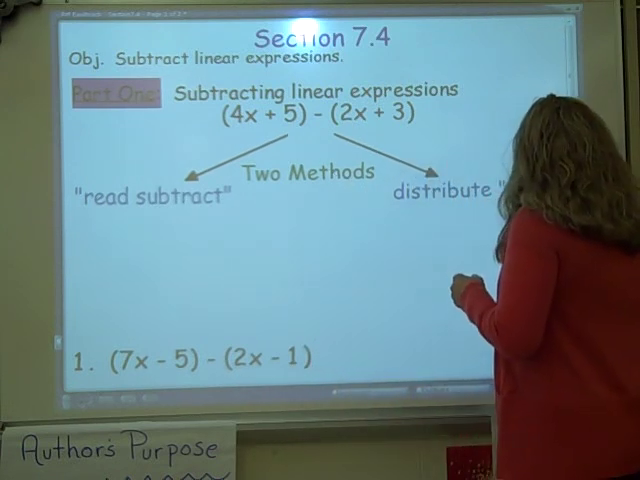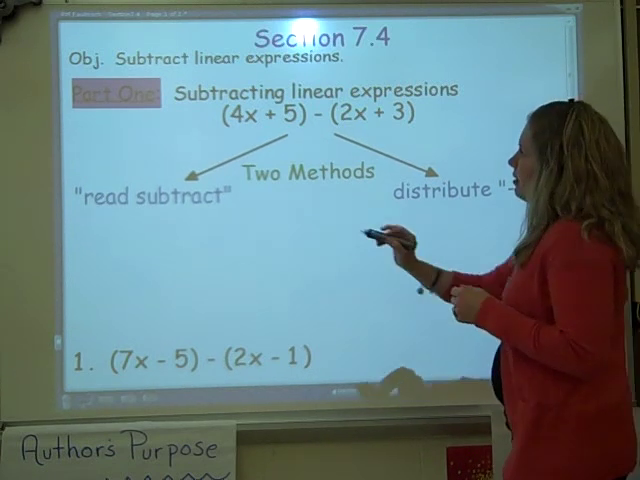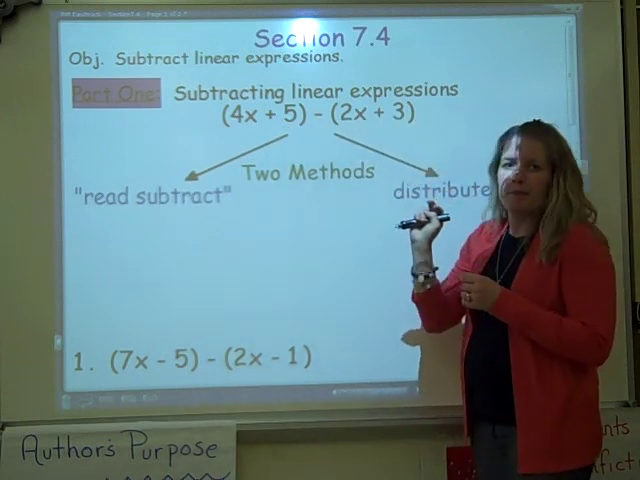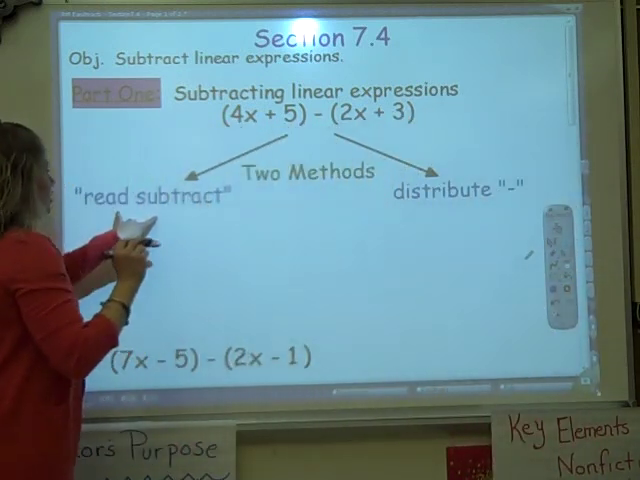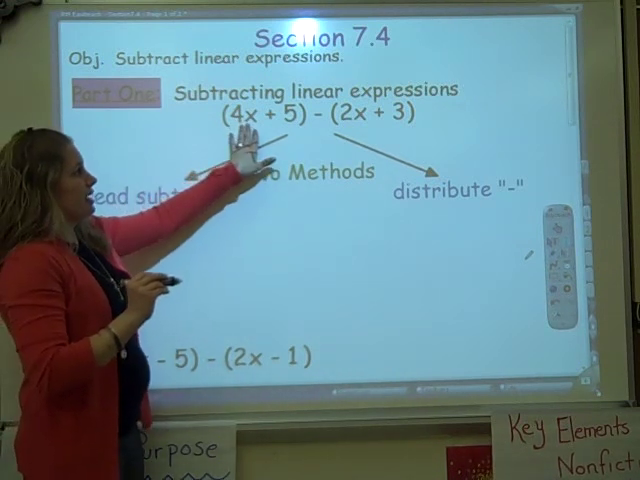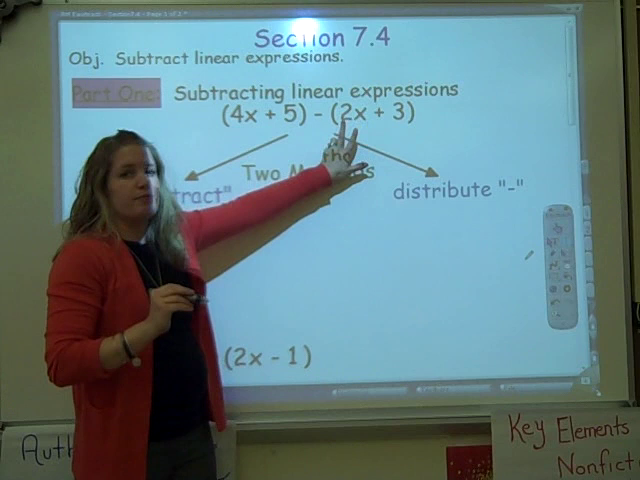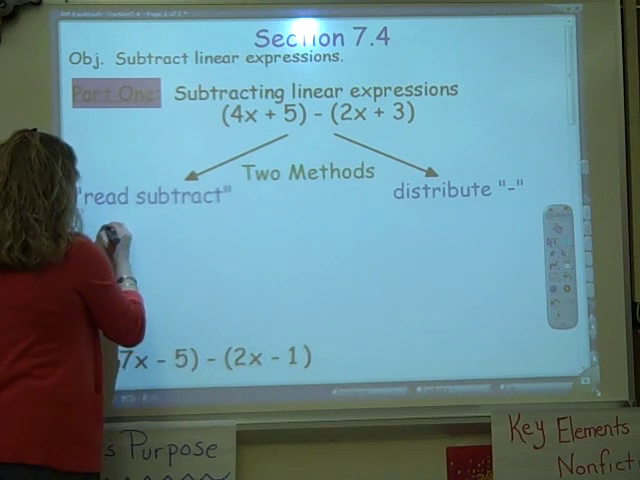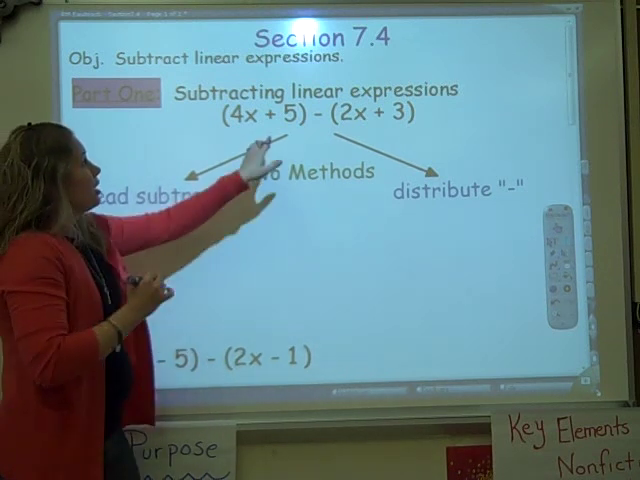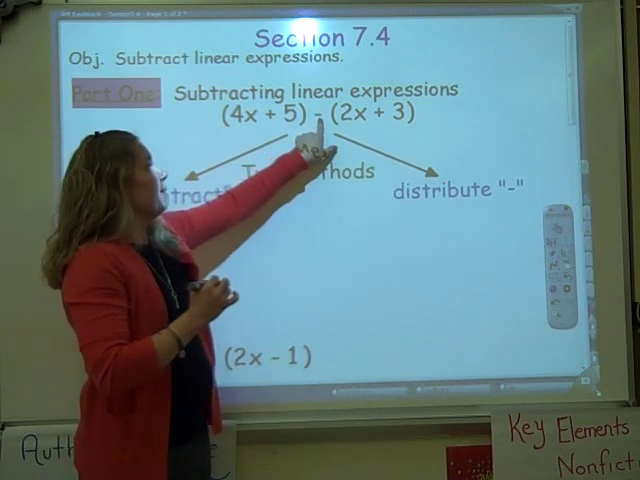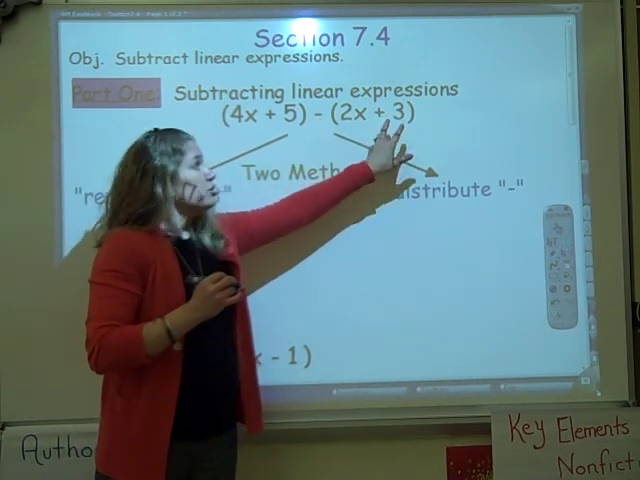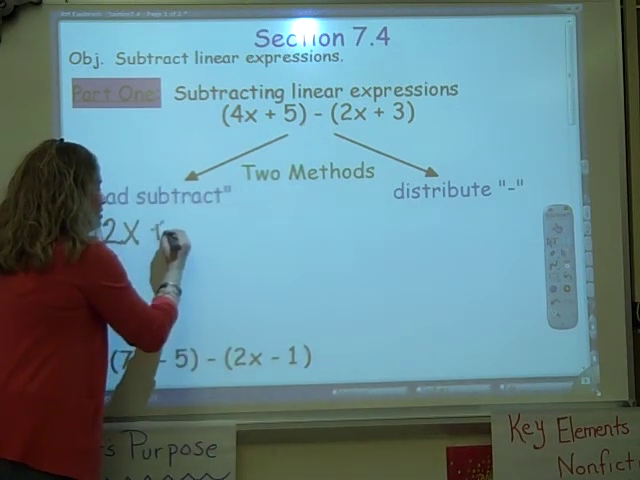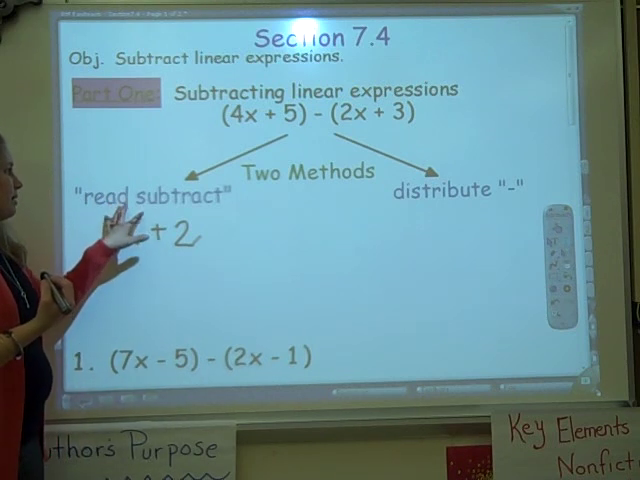So from this problem, we have 4x plus 5, this linear expression, minus 2x plus 3. You're going to read the word subtract every time you do it. You're going to put together like terms. 4x and the 2x are like terms. So you're going to do 4x minus 2x. 4x take away 2x is 2x. And then you have a positive 5 minus a positive 3. So you should think in your head 5 minus 3 is 2, a positive 2, so you write plus 2.